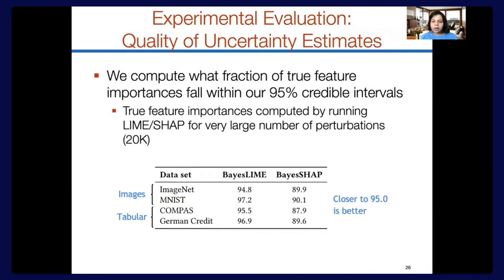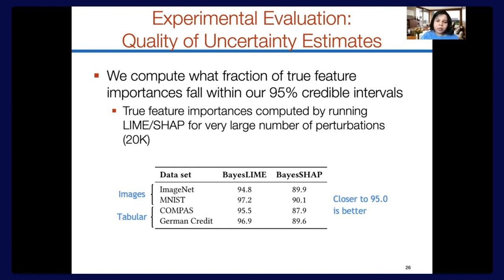All right, so I'll just briefly walk through a couple of quick results and then I'll close this talk. In order to determine how good these estimates are, we try to do a bunch of things. One is to evaluate the quality of the uncertainty estimates. One of the experiments that we do is take true feature importances of a given model by running LIME and SHAP for a very large number of perturbations. We actually did 20K for some of these data sets, and in other data sets, we have to run it for a million to be sure that this is exactly the single explanation that it is outputting every time. But we took that computational pain and said, let's run it for a very large number. Whatever we get would be our true feature importance.